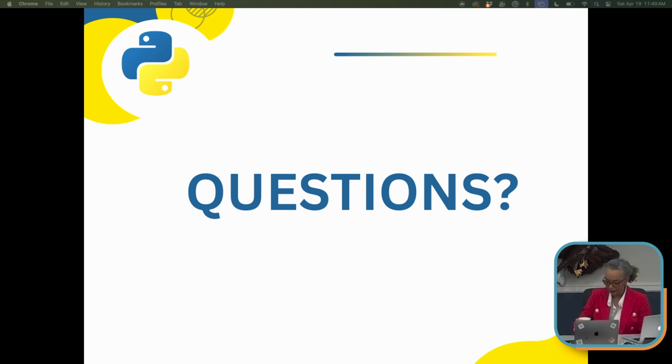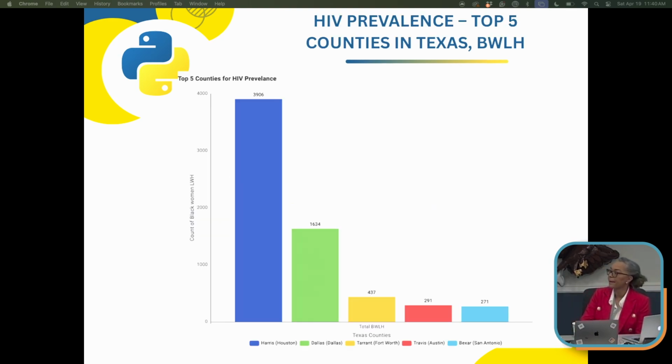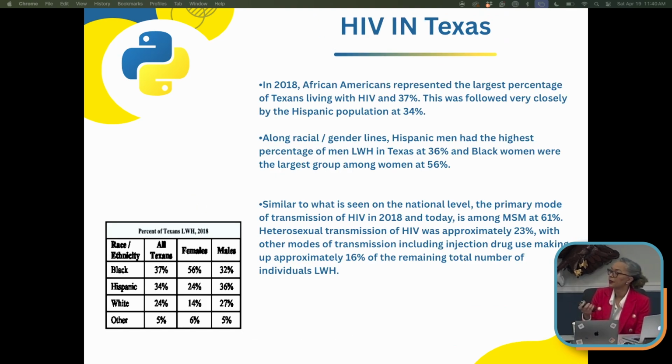Yes. On your table for Texas, the 37% says that the Black population in Texas is 37%. Is that what it says? No. That's people living with HIV. Oh, living with HIV. Okay, I got you. And the female and male, the Black population living with HIV is that percent of the people living with HIV. I got you. Okay, thank you. Yeah. So it says percent of Texans living with HIV 2018. That's the label above that. Okay, any other questions?